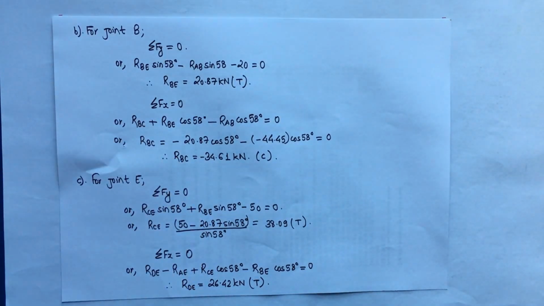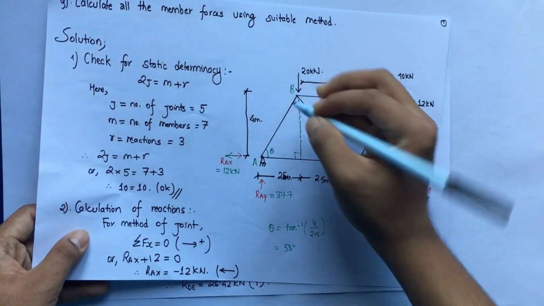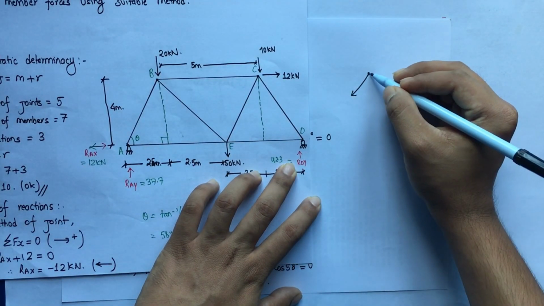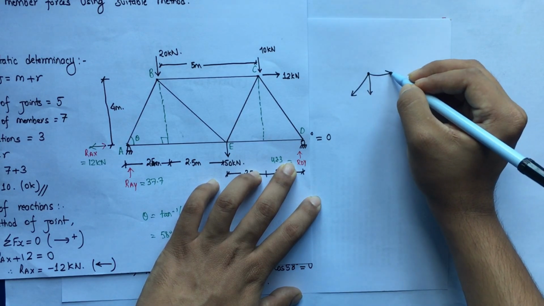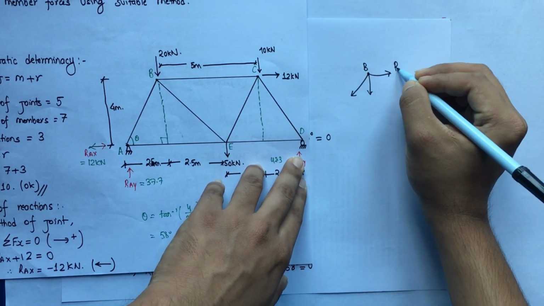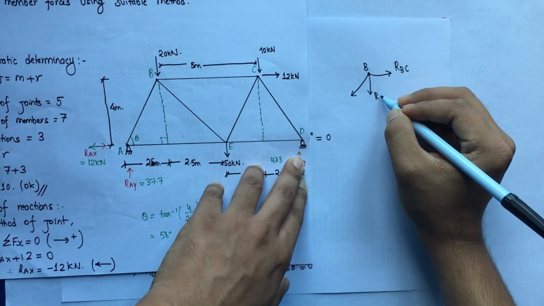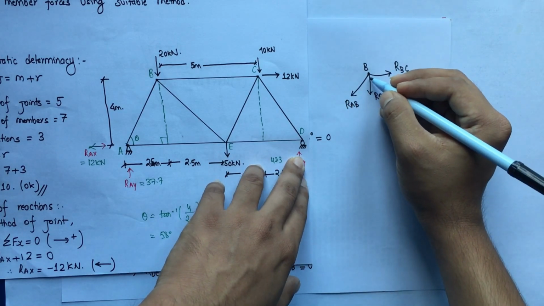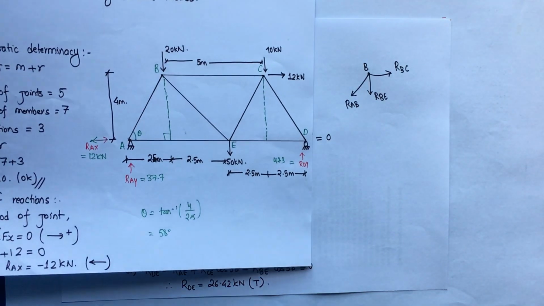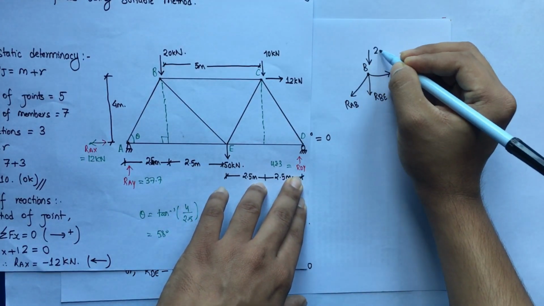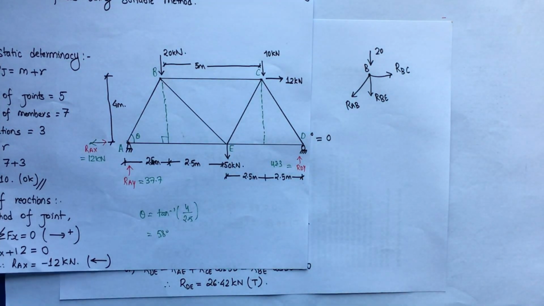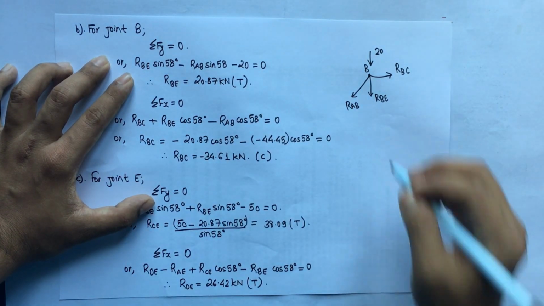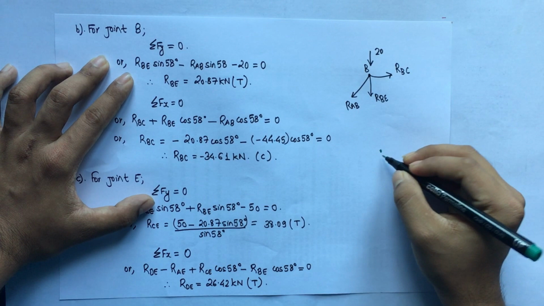Similarly, let's do it for joint B. So here you can see the number of unknowns would be 3. RBE and this being RAB. So this is an angle, okay? So don't get confused. And similarly there is a force of 20 acting at point B. So let us resolve this. Okay, let me draw another one so it will be easy to understand.